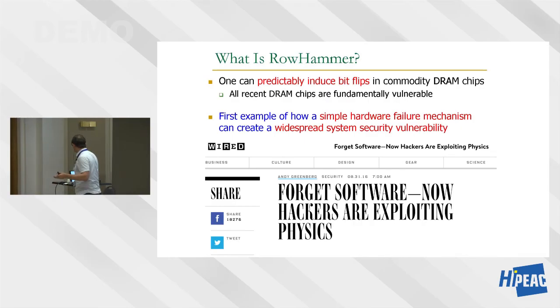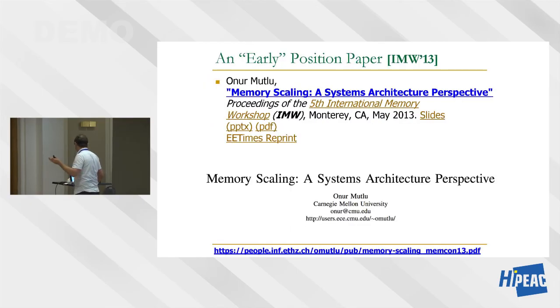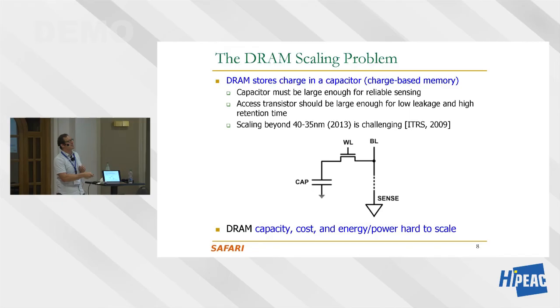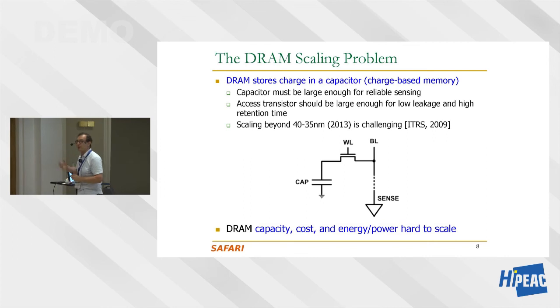And clearly, it got a lot of people excited, as you can see over here with this title. I've already mentioned this position paper. I'm not going to talk about that. I'm not going to talk about the DRAM scaling problem, except I'll remind you that the DRAM stores charge in this capacitor, and then you have this access transistor, and everything needs to work well so that you don't get bit flips. As you reduce the size of this, it becomes much more vulnerable to all types of noise. And RowHammer is one type of noise or failure mechanism.